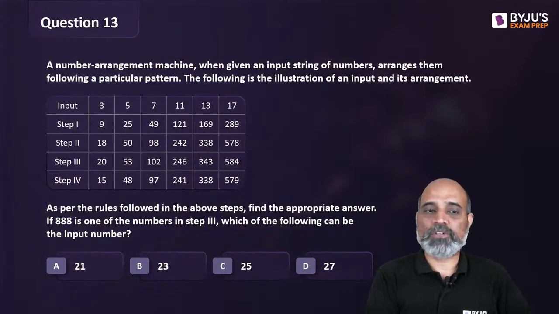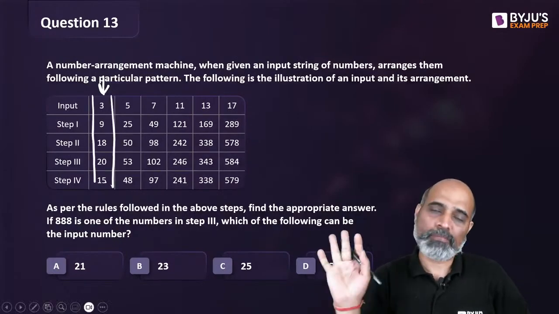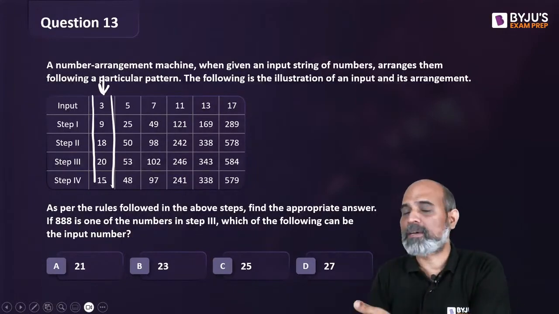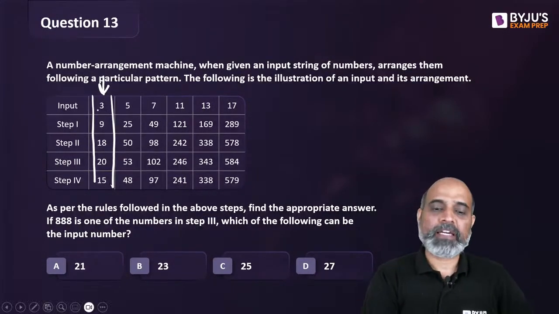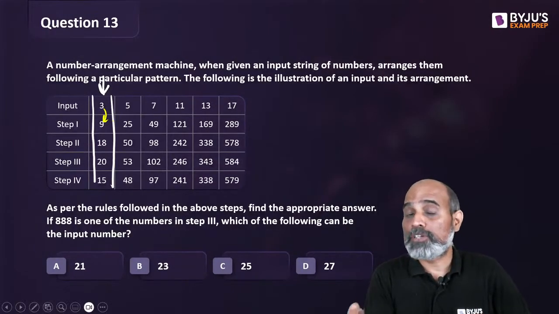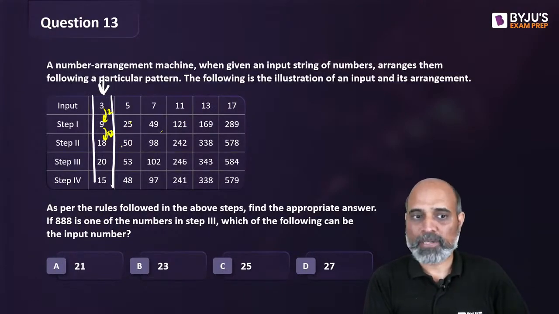So let's look at the calculation. For that, look at only one column, forget everything else. Yes, if there is some ambiguity, then you pick up some other column. 3 becomes 9. So if 3 becomes 9, it could be into 3 or it could get squared. So check the neighbouring one also, you will realize it's getting squared. 9 becomes 18. This is getting doubled. 25, 50, 49, 98, doubling.